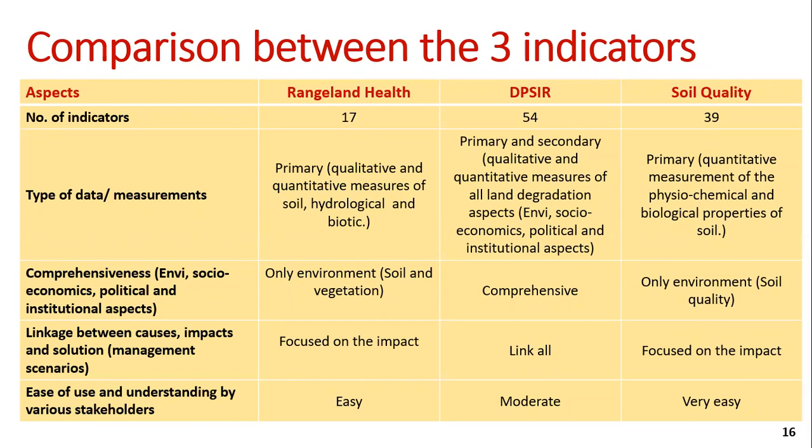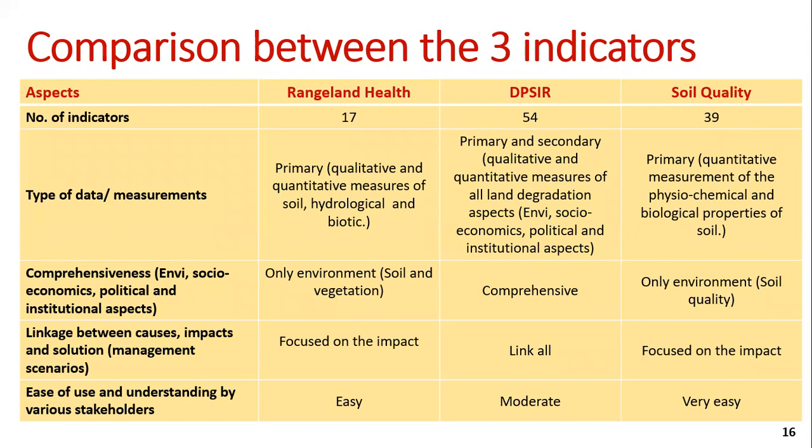Now, if you compare all of these three indicators, the rangeland health, the DPSIR, and the soil quality, in terms of indicators, DPSIR uses more indicators than the others. If you look at the type of data that they utilize, the rangeland health utilizes primary data, which are quantitative and qualitative. It means that you measure these data. Whereas DPSIR uses two types of data, primary and secondary. It uses data that you measure quantitatively and qualitatively, and also secondary data that you get from websites, for example. So it's more comprehensive. The soil quality only uses the primary data.